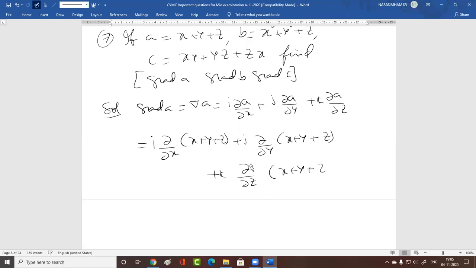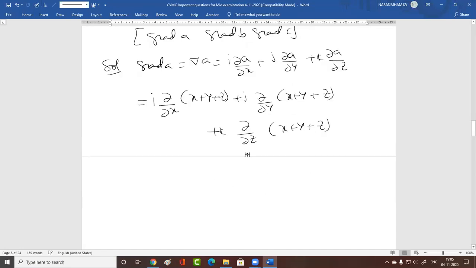Okay. Now we will find the partial derivatives. i into partial derivative with respect to x is 1, j into partial derivative with respect to y, so only one y term, derivative with respect to y is 1. Derivative with respect to z is k. So this is del A. In the similar way, gradient of B.